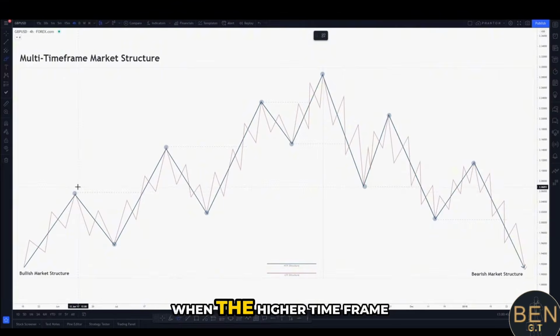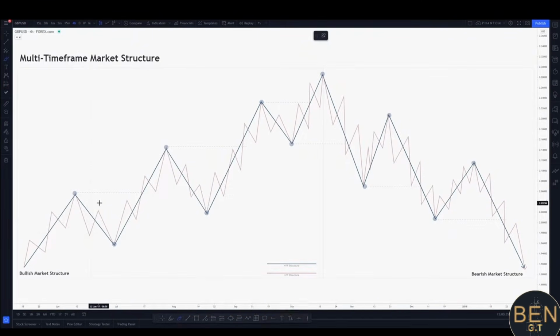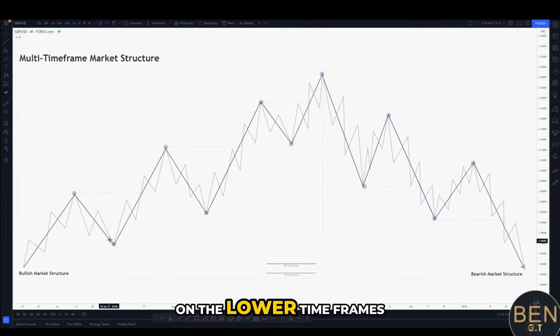We'd create that highest high on the daily time frame, our higher time frame. And then when the higher time frame is starting to pull back or retrace to put in its higher low, what we would be seeing more than likely on a lower time frame is a break of structure, creating a lower low, a lower high, and then a lower low.